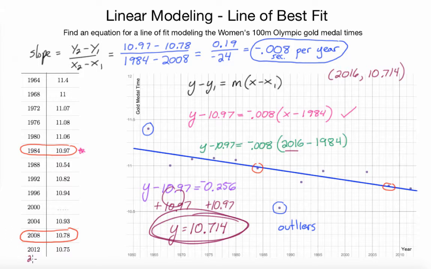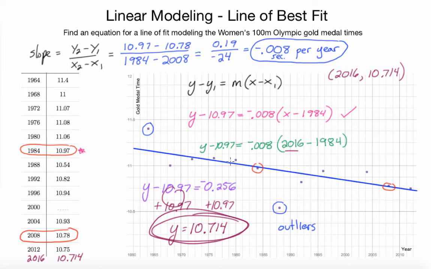So we can even write that in our table here, 2016, 10.714. And it seems to fit, right? Decreasing 10.75, 10.78, they're decreasing by a little bit. Our model says we have a decreasing slope. We're getting a little bit faster every time. So there we go. It should take 10.714 seconds. I'll be curious to see what actually happens.